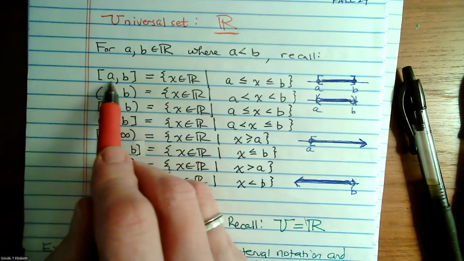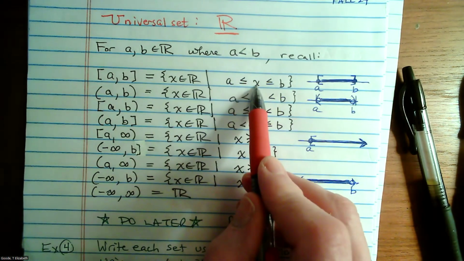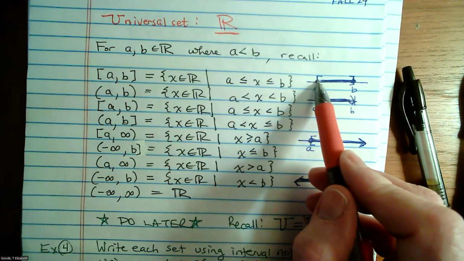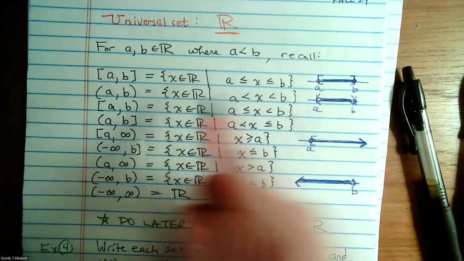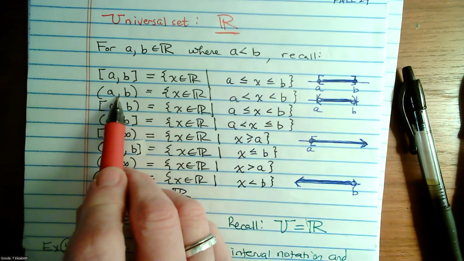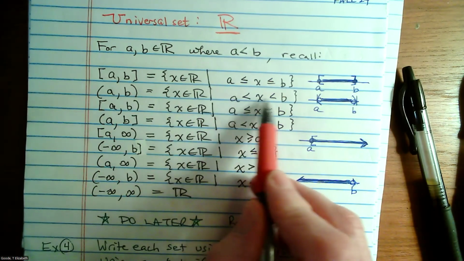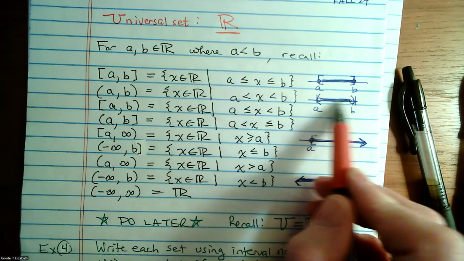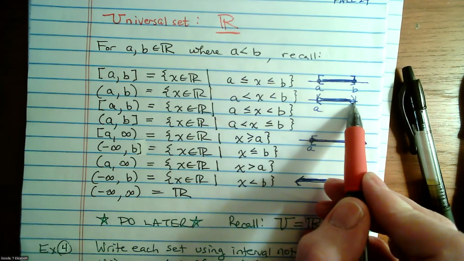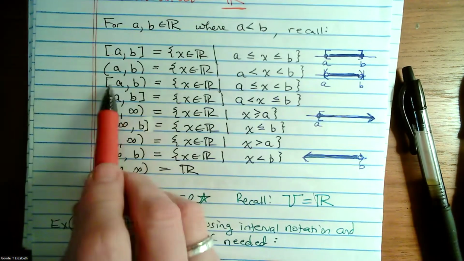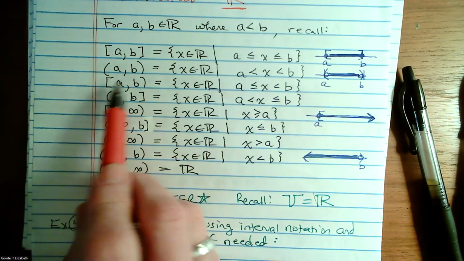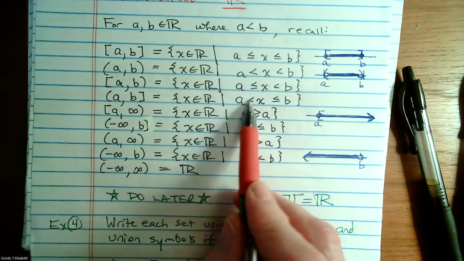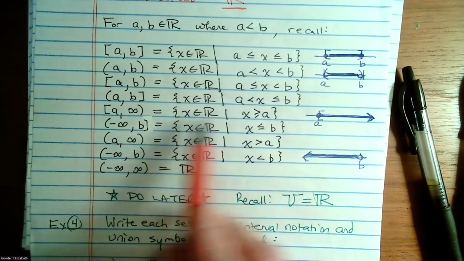So square bracket A comma B square bracket means X could be A, it could be B, or it could be anything in between. So think about it as a closed hole. Whereas soft bracket A comma B soft bracket is strict: A is strictly less than X, and X is strictly less than B. So X is in the middle, but it can't be A and it can't be B. And then you can have sets that are closed on one side and open on the other. They're called clopen sets. It could be either way, where you've got the less than or equal to in one spot and the less than in the other spot.